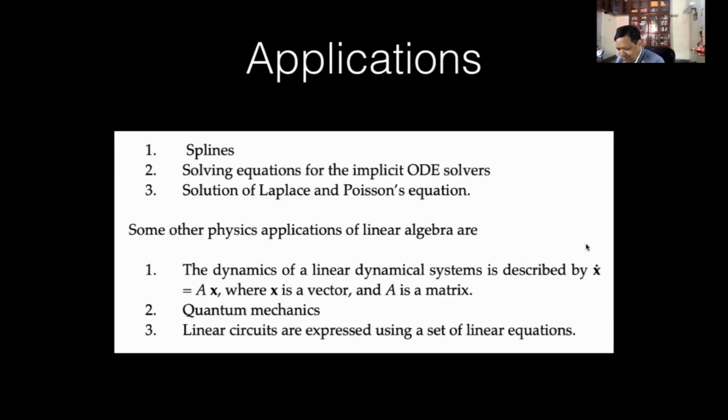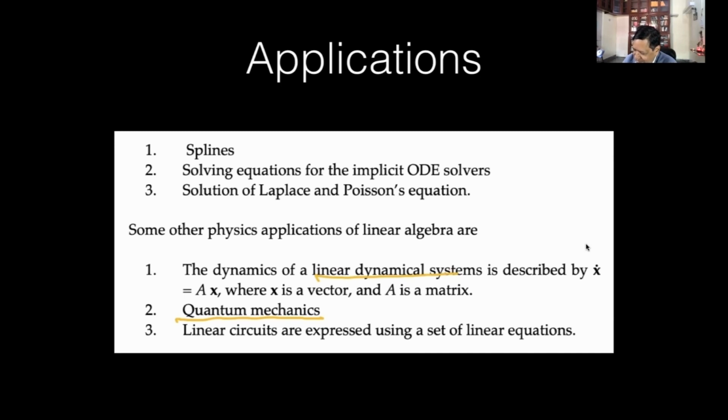We need linear algebra in all branches of science and engineering. Quantum mechanics is one major place. Quantum mechanics is basically lots of linear algebra, linear vector spaces, and so on. Also linear dynamical systems.